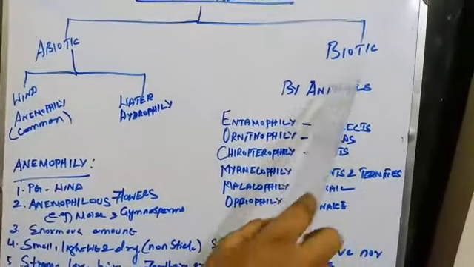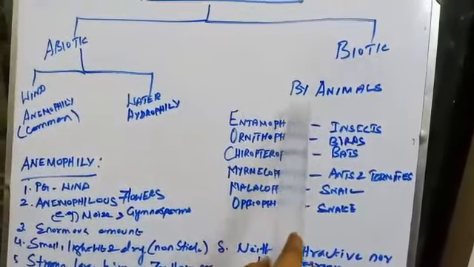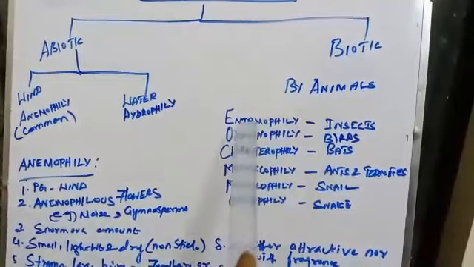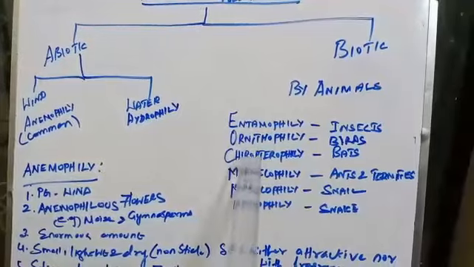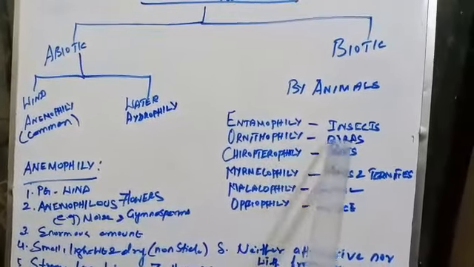Next, we will see biotic. Biotic, by means of animals. First one is entomophily, pollination by insects. Ornithophily, pollination by birds.